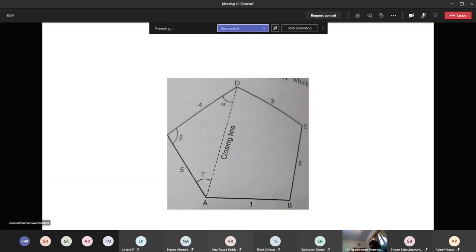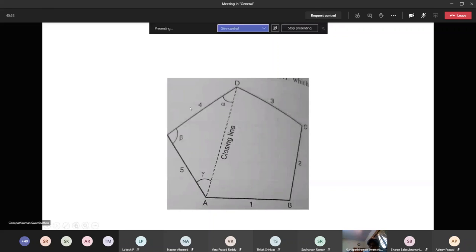So small d by sine alpha. Opposite to D, I can write D by sine alpha equal to E by sine beta. Am I right? This side is D, this is E, and this is A.